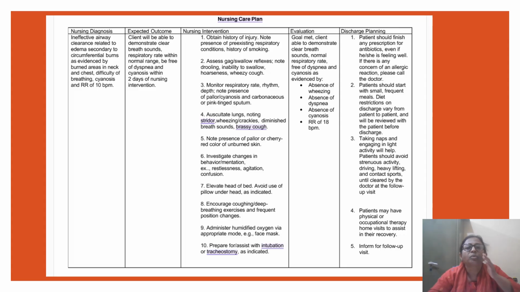Then the nursing care plan. The first one is ineffective airway clearance related to edema, secondary to circumferential burns, as evidenced by burned areas in the neck and chest, difficulty of breathing, cyanosis.